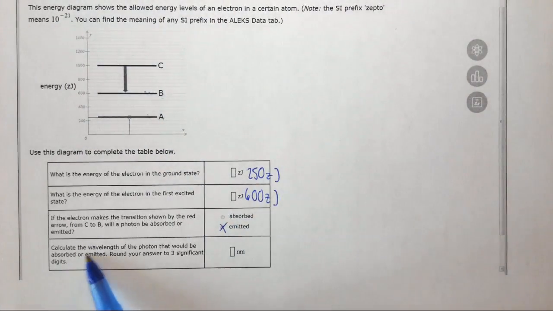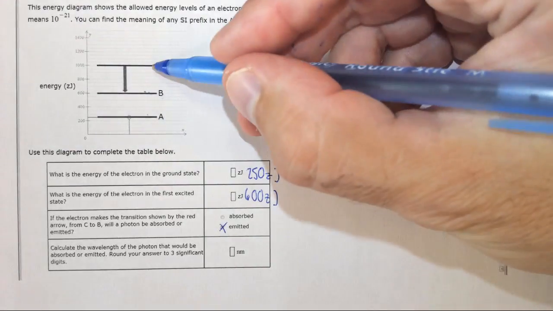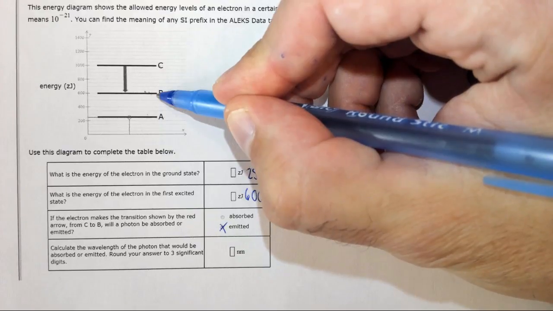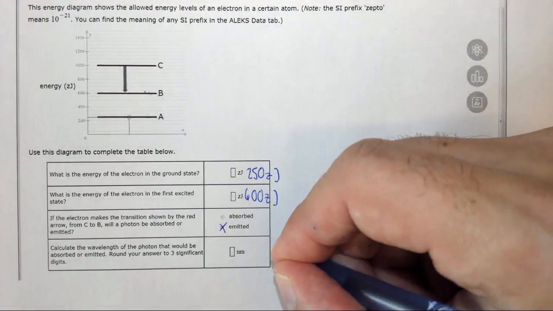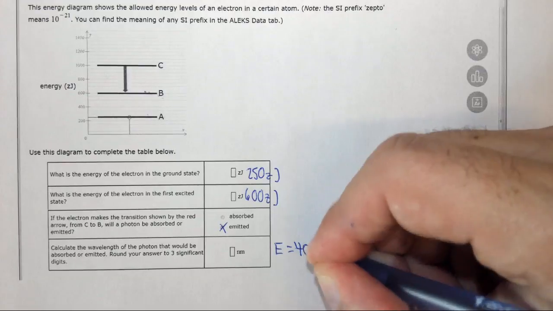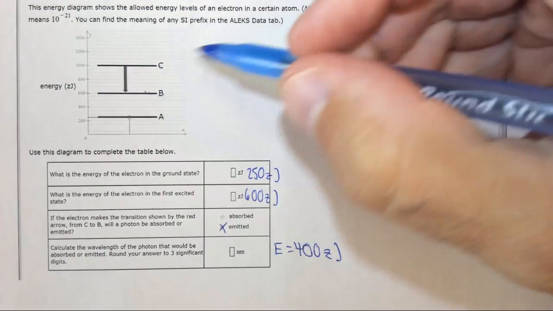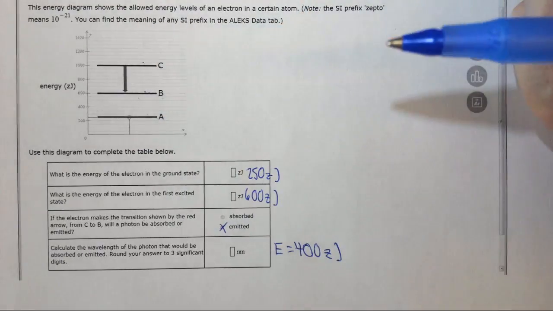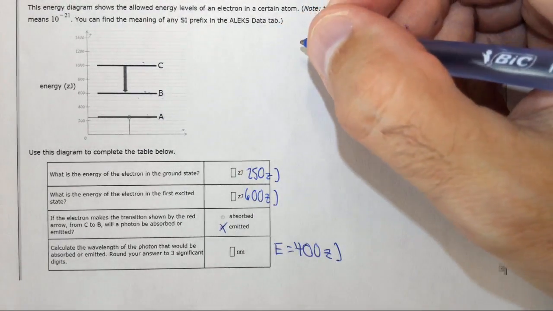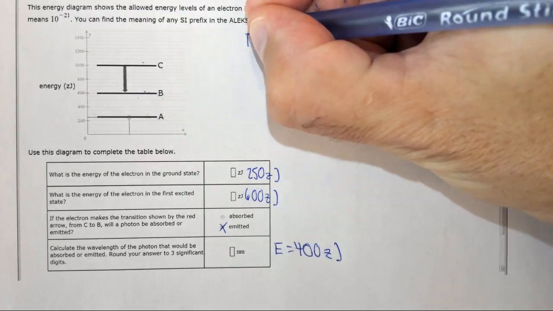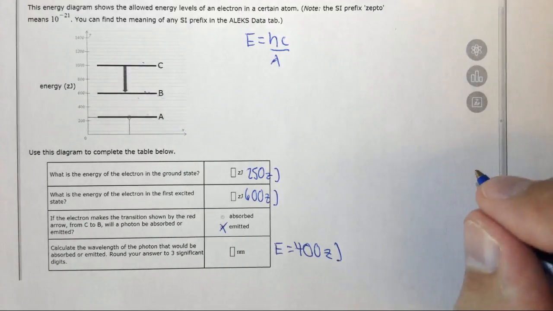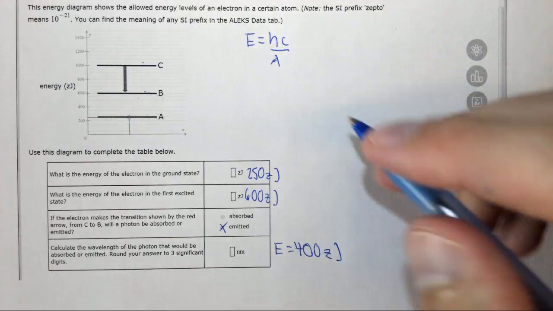However, if it goes from a higher energy level to a lower energy level, a photon is emitted. Now it asks us to actually calculate the wavelength of the photon that would be emitted. So we can do that because it goes from 1000 zeptojoules to 600 zeptojoules. That means that this photon must have an energy of 400 zeptojoules, the difference between 1000 and 600. So these 400 zeptojoules of energy must go off as a photon.